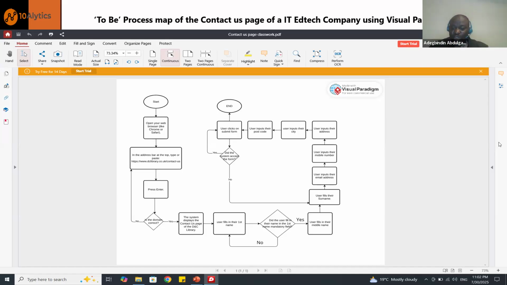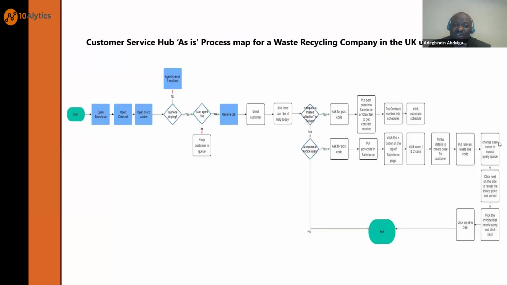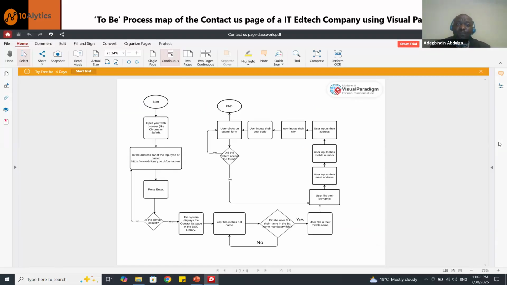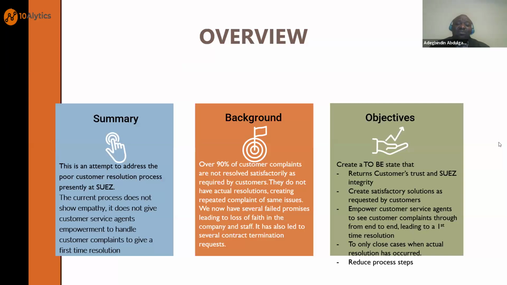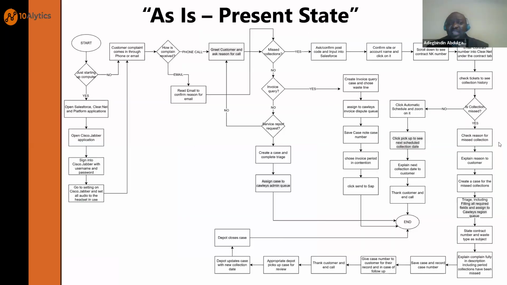This is just to show you, this is for an IT ed tech. This first one was for a recycling company. After doing all of that, what is the summary? The summary is that this is what you want to do. What is the background? 90% of customer complaints are not resolved satisfactorily in these areas that I've mapped. And what is the objective? We want to regain customer trust and integrity, and we want to reduce process steps. They are all written there.